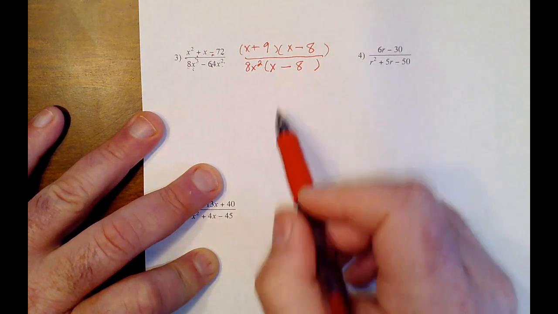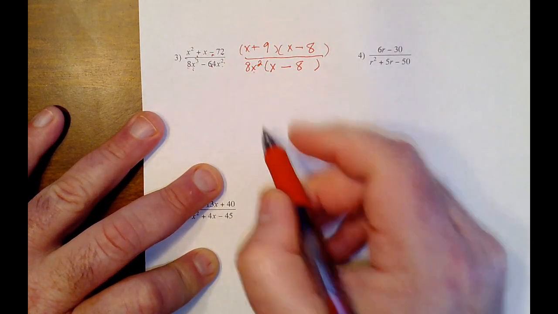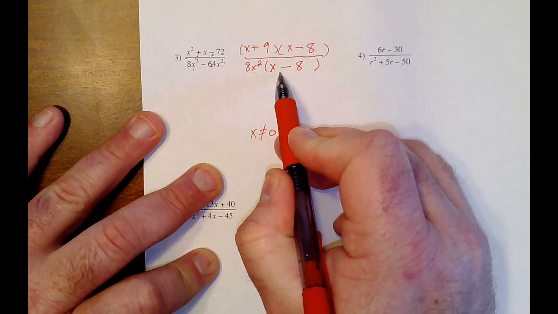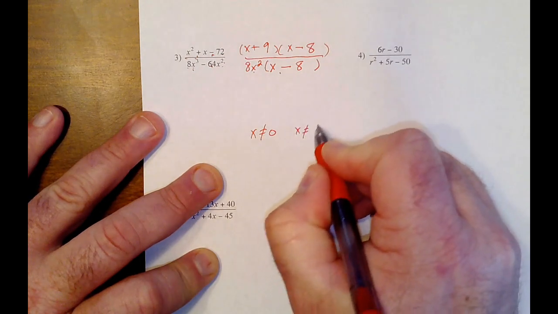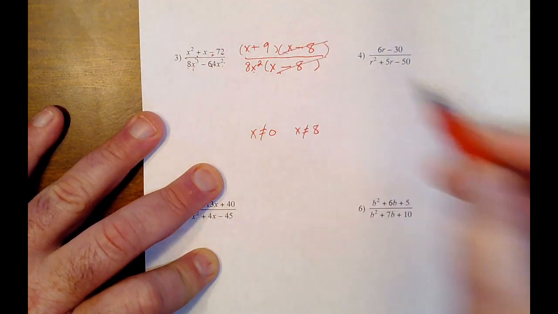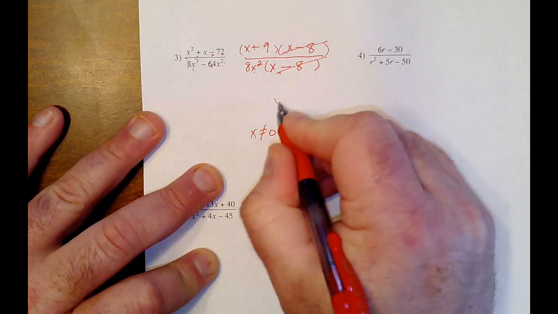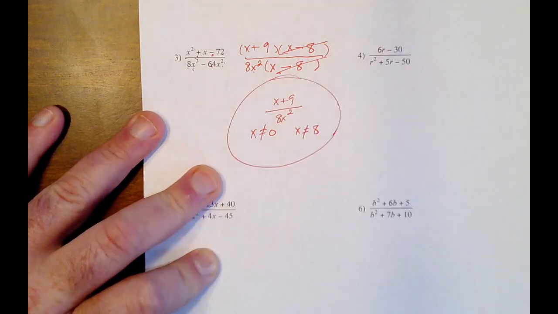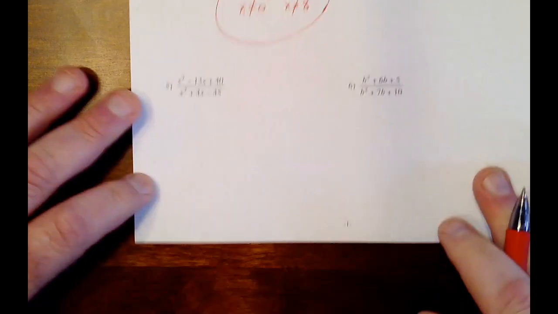On the bottom, that's a monomial x, so x can't be 0. Here you have a binomial of x minus 8, which means x can't be positive 8. And then when I cancel things out, those cancel out. My answer is x plus 9 over 8x squared, as long as x is not 0 or 8.